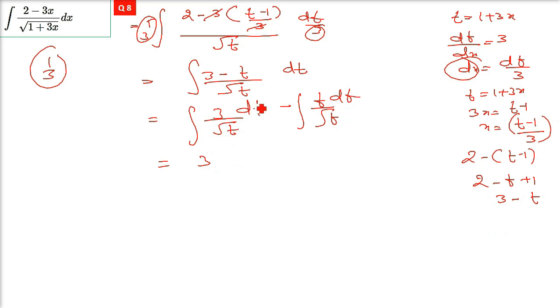Okay, 1 by root t integration you already know, because root t is simply, when it goes up, it will be t to the negative half. This 3 by under root t to the power 1, under root t will be t to the half. It goes up and it becomes t to the minus half.